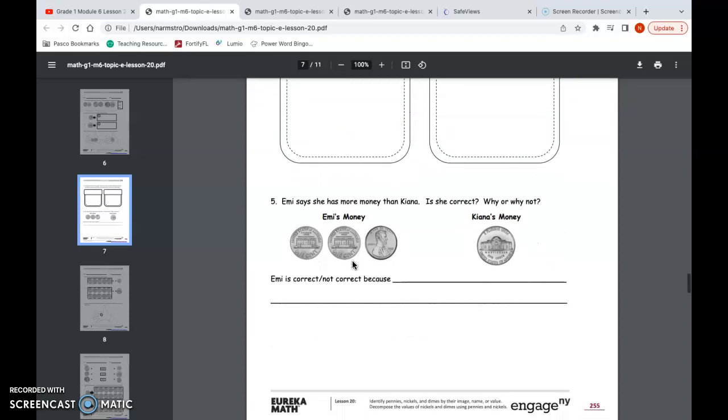Then down at the bottom, number 5, Emmy says she has more money than Kiana. Is she correct? So take a look at Emmy's money. How much money does she have? Take a look at Kiana's money. How much does she have? Is she correct? Does Emmy have more money than Kiana? Why or why not? Tell me on this line down here. Emmy is either circle correct or not correct because, and then tell me why she is or is not correct.